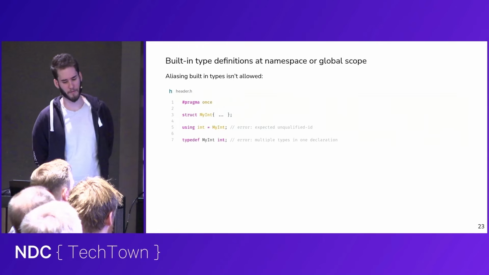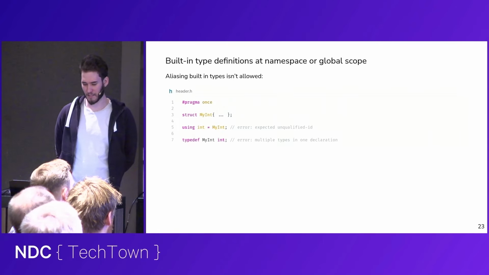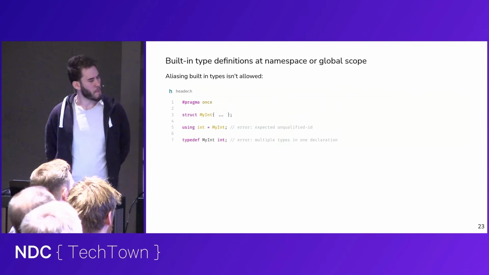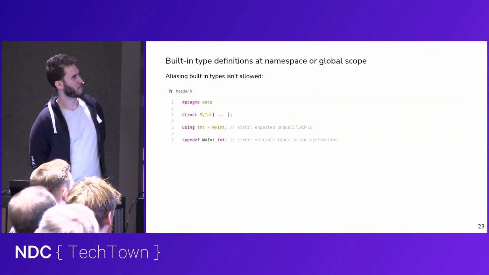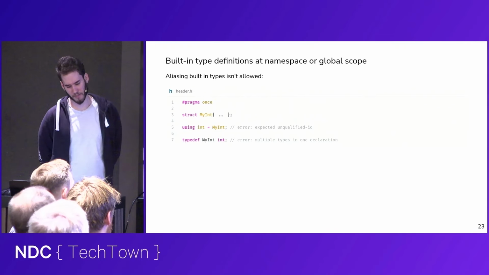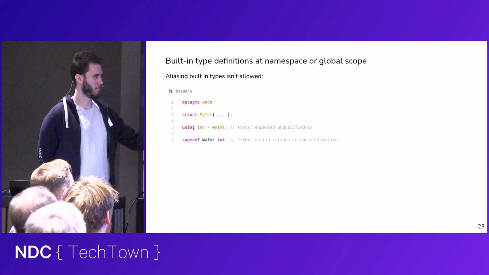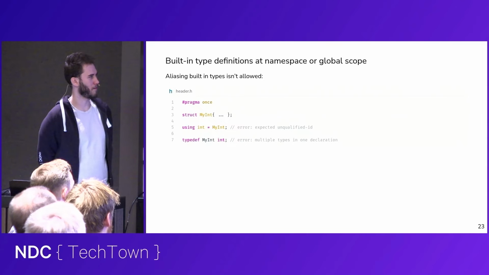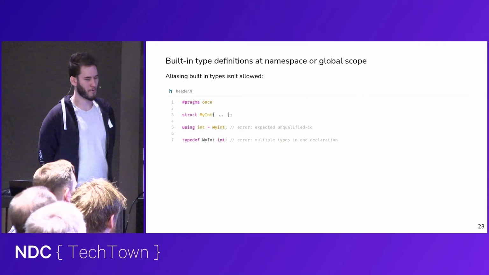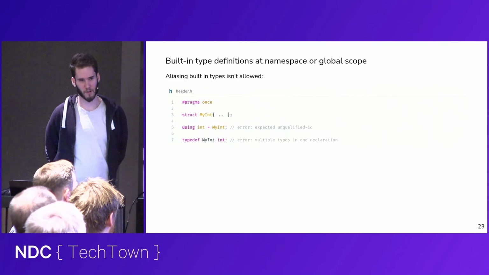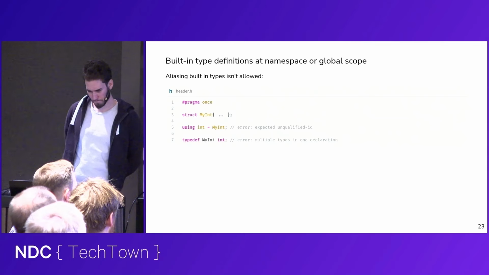The first one is a mouthful. Built-in type definitions at namespace or global scope. Well, I don't really understand exactly what this is supposed to mean because it's not very descriptive, but one of the things that it could mean is that aliasing built-in types in headers isn't allowed. Well, that's obvious. If you try to replace, for example, an int with a struct, you will get errors in basically every compiler, so it's not exclusive to headers.